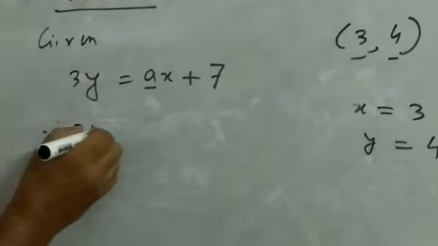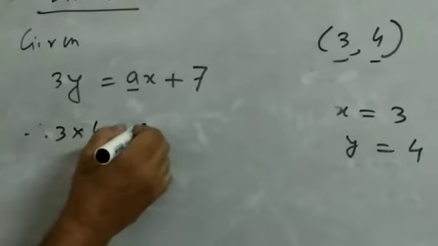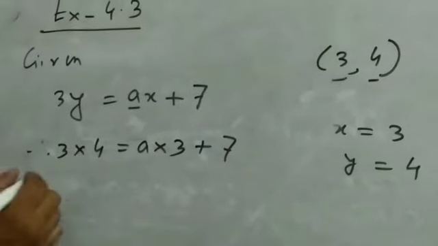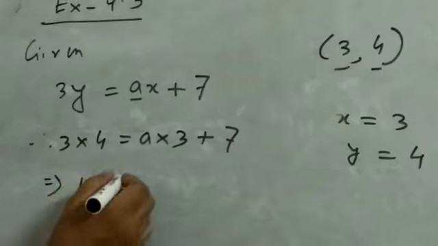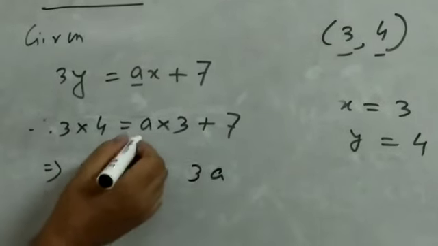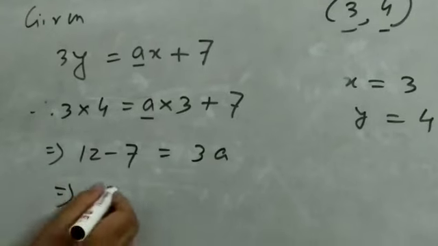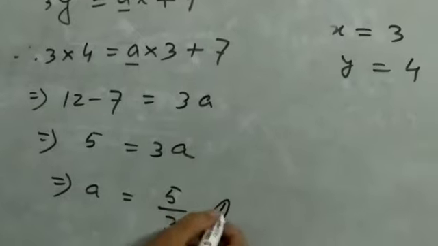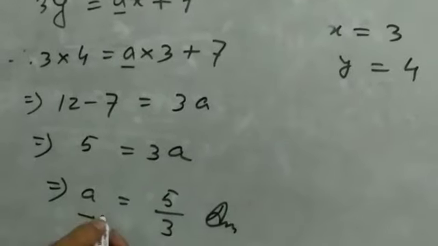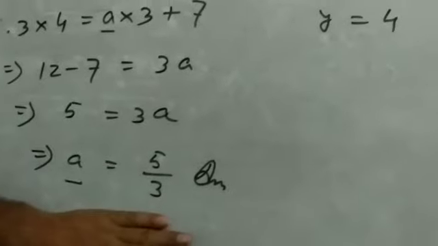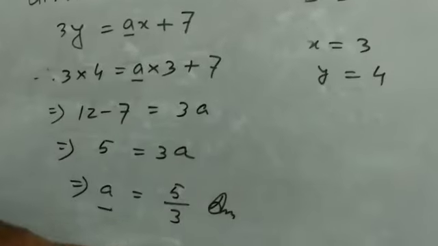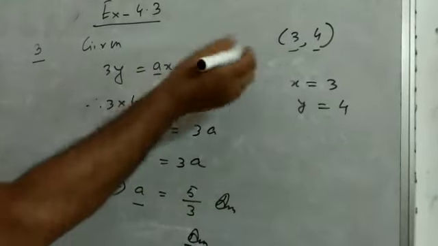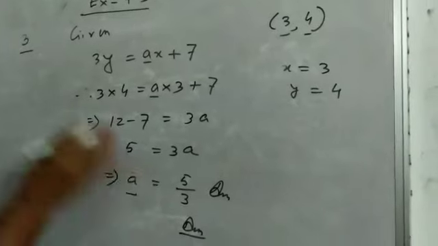So now put the values: 3 times y value 4 equals a times x value 3 plus 7. Now solve for a. So it is 12, this 7 transfers to this side, because this is an equation and we have to solve for a. So it is 5 equal to 3a, and this implies a equal to 5 by 3. So this is the answer, the value of a. The value of a may be minus, plus, or a fraction. Here no need to divide further. a equal to 5 by 3. Is it clear? So in questions like this, we have to put the values of x and y in the respective places and solve it. So number 3.